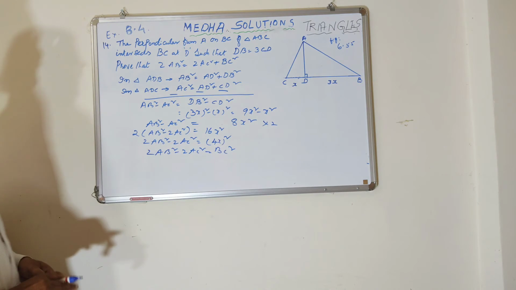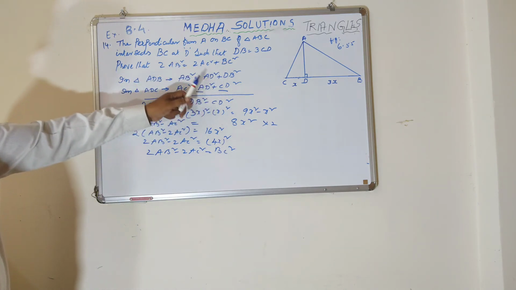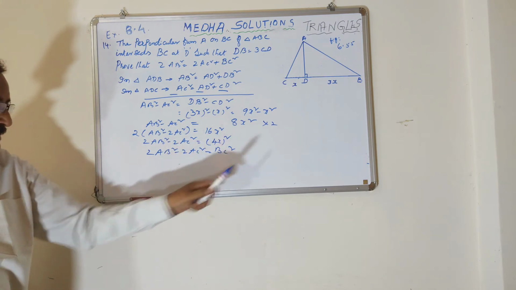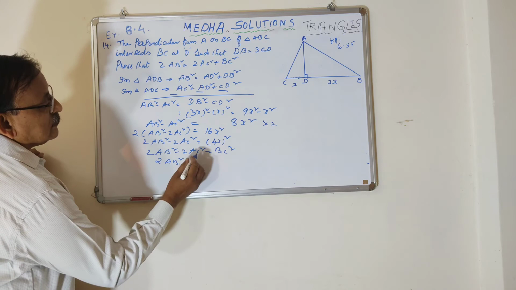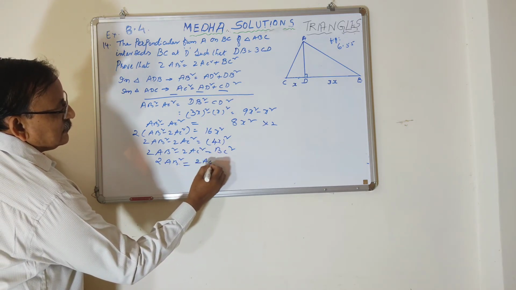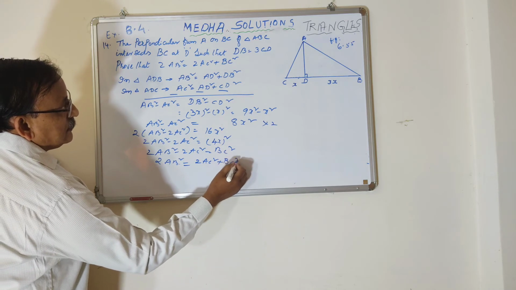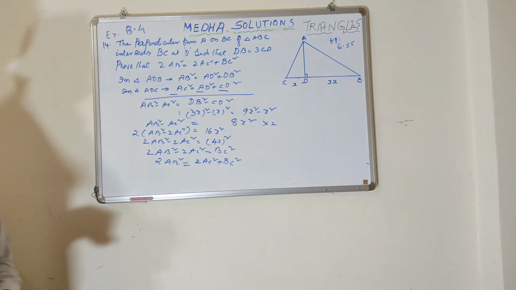What we have to prove? 2AB square is equal to 2AC square plus BC square. Yes, transfer 2AC square to that side, the minus will change to plus: 2AB square is equal to 2AC square plus BC square. Okay, this is what we have to prove in this sum.